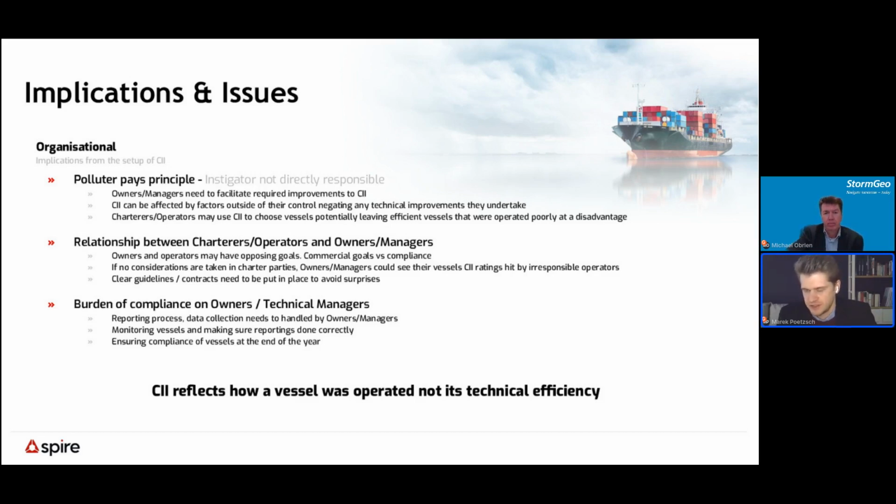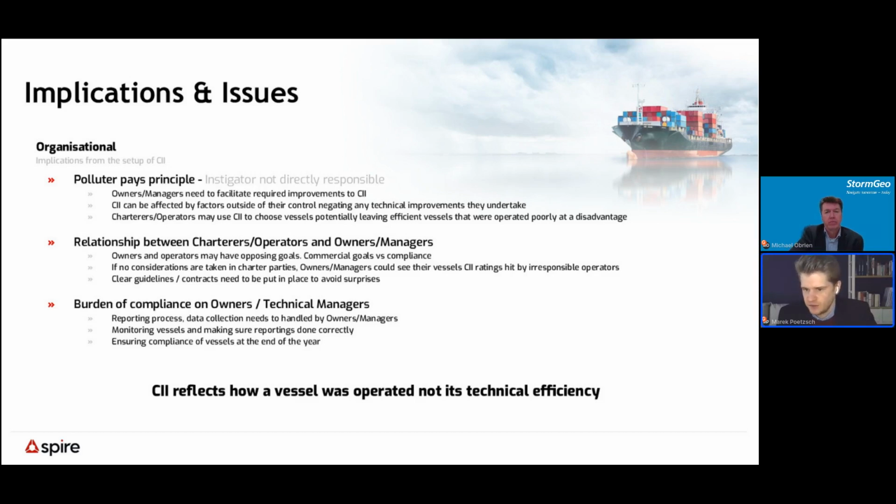The commercial side of shipping, charterers, they obviously try to be as efficient as possible from a commercial standpoint, but that doesn't necessarily make the vessel the most efficient, and the ship owners try to optimize for the vessel efficiency itself. And therefore that relationship has to be considered from both sides, and some clear guidelines or contracts need to be put in place to avoid any kind of surprises or unwanted effects. And we will get into that a little bit more later on.